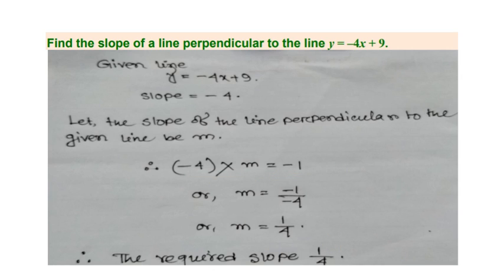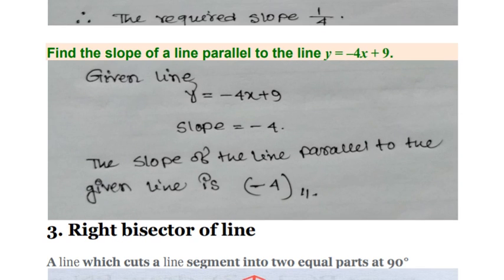Now another example. This one. Find the slope of a line parallel. When a line is parallel, that means the slope will be equal. So what is the slope of this line? Minus 4. So the required slope also will be minus 4, because we know for a parallel line the slope cannot be changed, it will always be the same. So the slope of the line parallel to the given line is definitely minus 4. For a parallel line we are not going to change it. Is it clear?